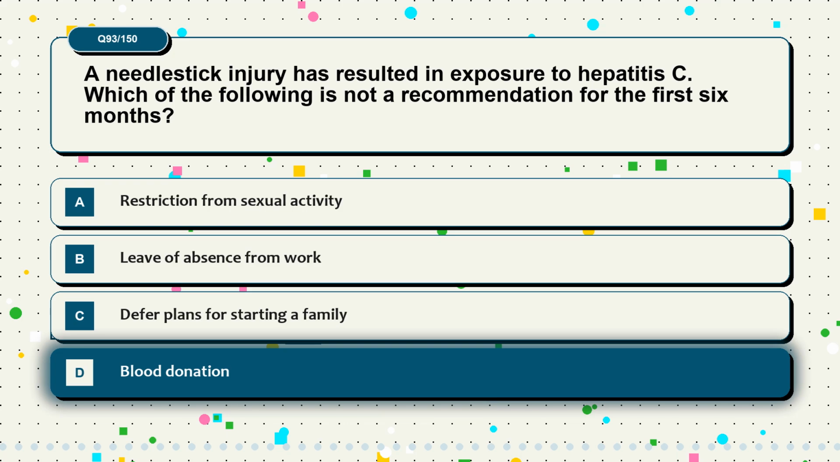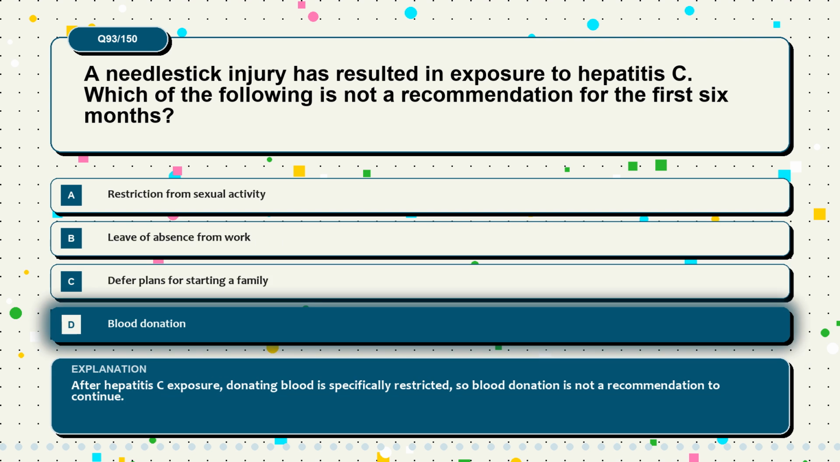The correct answer is option D. Blood donation. After hepatitis C exposure, donating blood is specifically restricted, so blood donation is not a recommendation to continue.